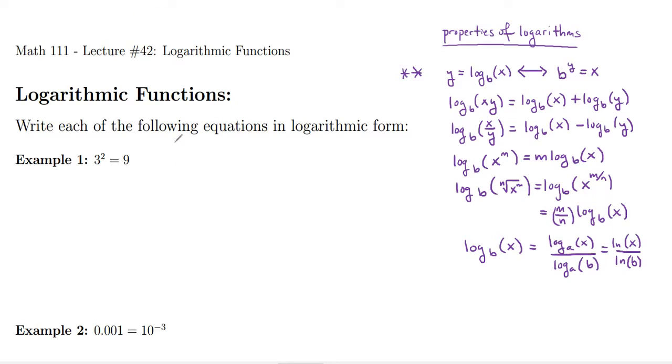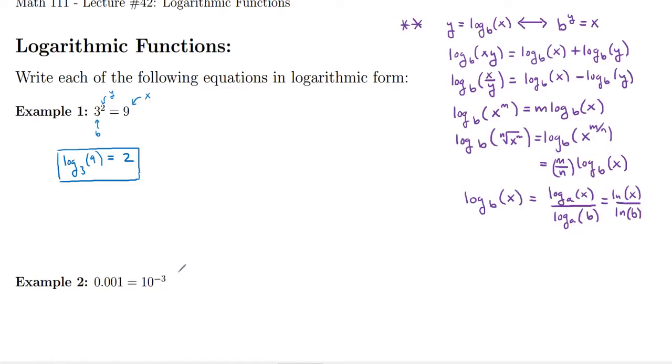Let's say that you have 3 squared equals 9, and I want to write this equation in logarithmic form. If my base is b right here, this is y, and this is x. Do you see that I have this exponential equation over here? What this is actually saying is log base 3 of 9 is equal to 2. In other words, 3 squared is equal to 9. So that's how I convert that into logarithmic form.